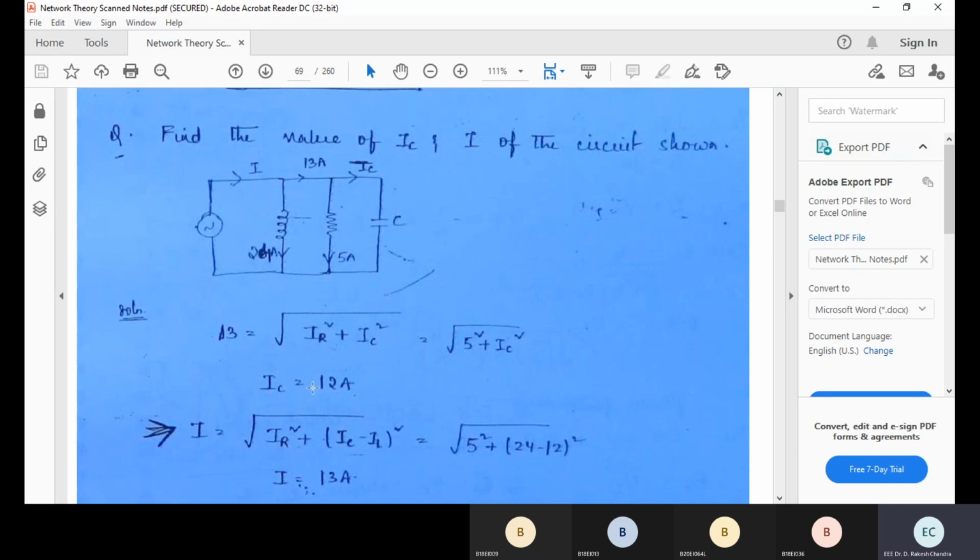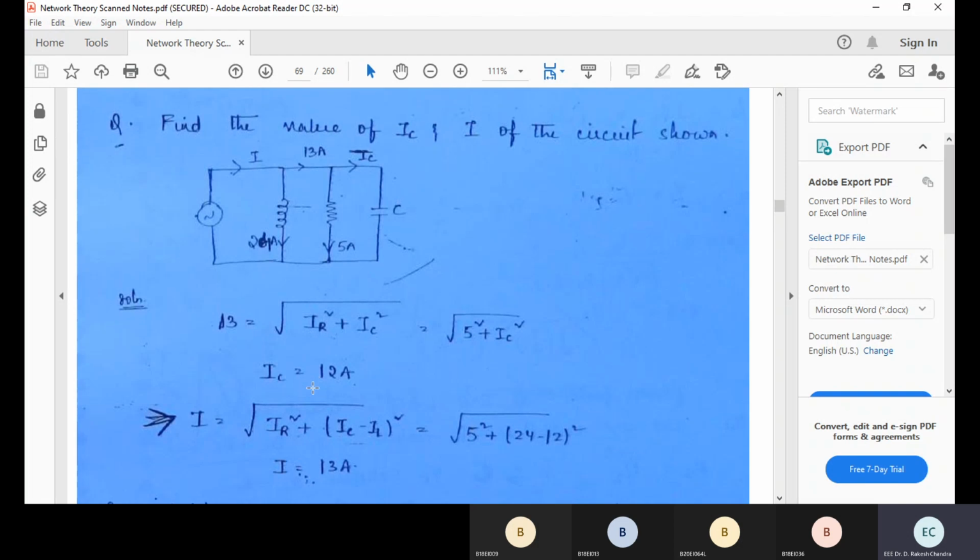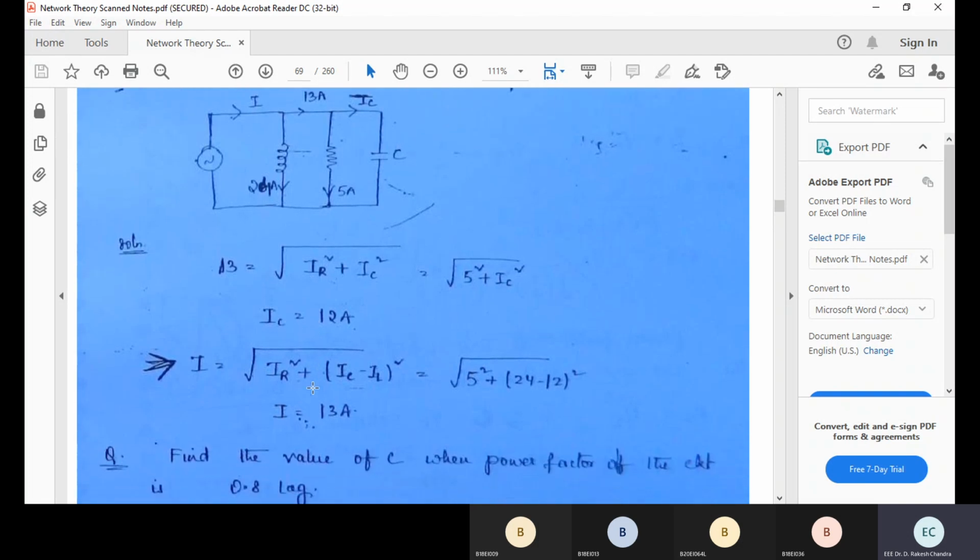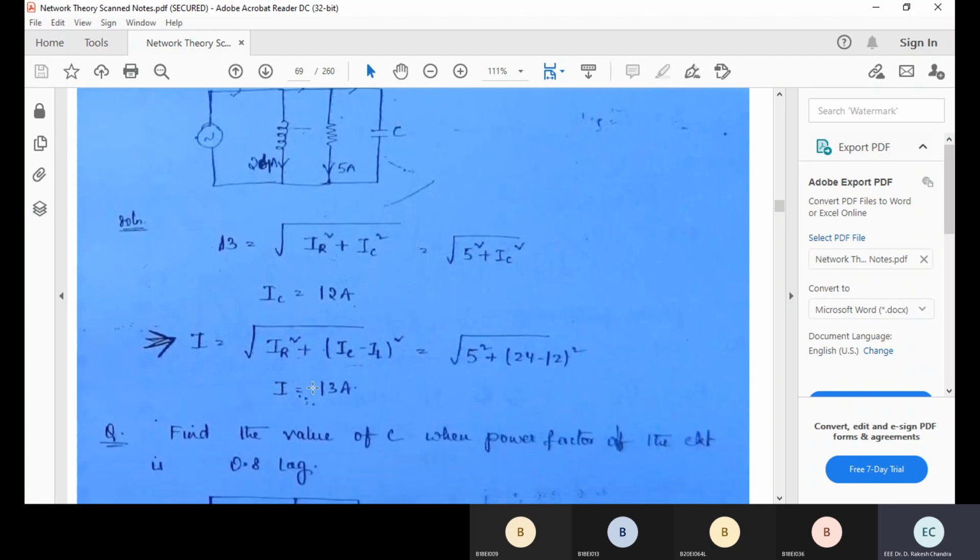So this is similar to the series RLC circuit we just solved. There we solved for the voltage; your voltage is divided, so we were working for total voltage. Similarly here, current is divided in a parallel circuit, so we have to work for the current. Your current I is equal to root of IR square plus IC minus IL whole square. So that is the way to find out the expression.